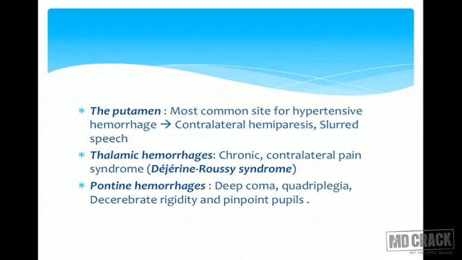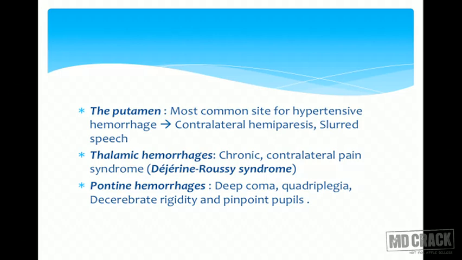There is involvement of thalamus. As we know, thalamus is more related to your pain or sensation. Patients with thalamic hemorrhage later may present with chronic contralateral pain syndrome. So after a few weeks, he may start complaining of contralateral pain syndrome, and it is classically called Dejerine-Roussy syndrome. So this is again your MCQ point.